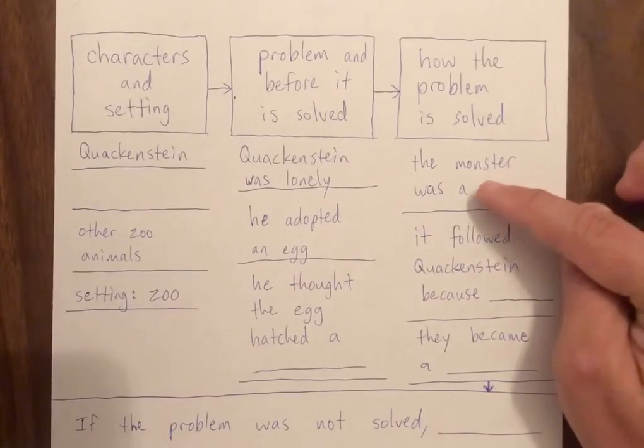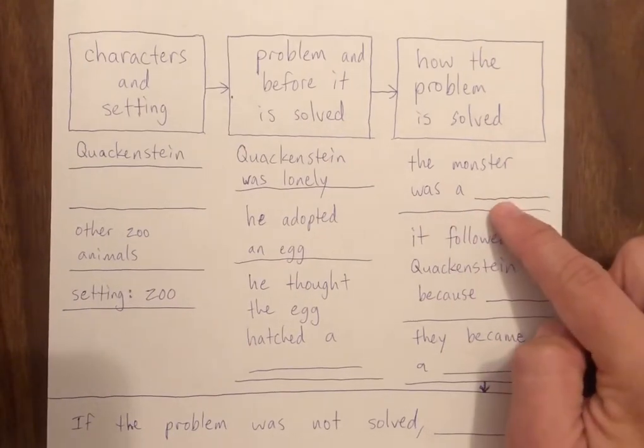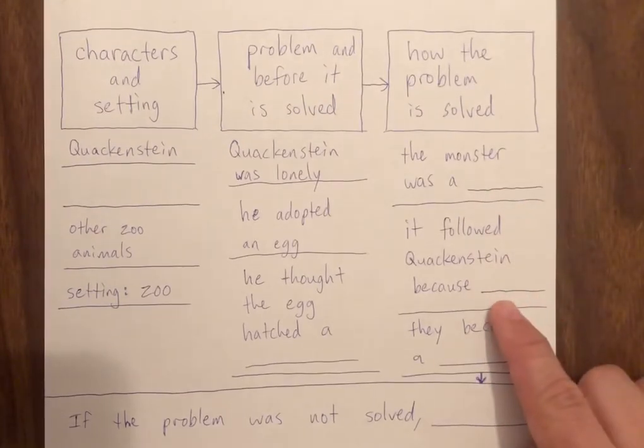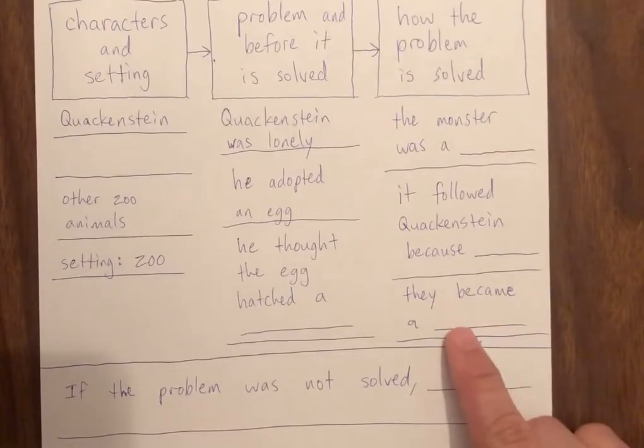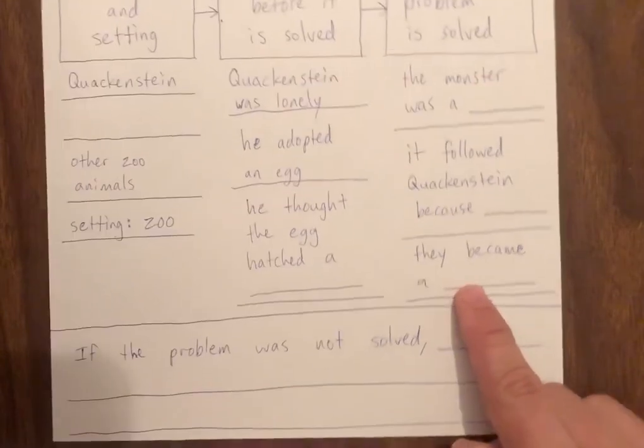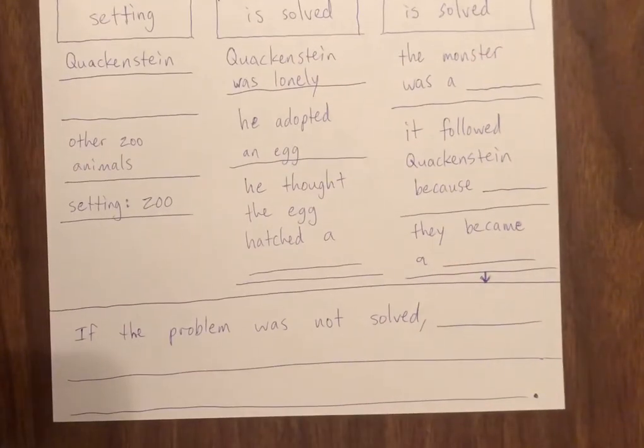Then the rest of these, tell me what the monster turned out to be, tell me why it followed Quackenstein, and then tell me what they became at the end. And then in your closing, fill in what you think would have happened if the problem was not solved.